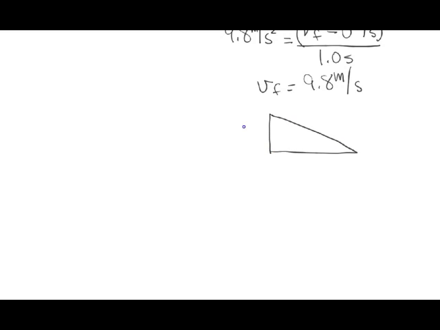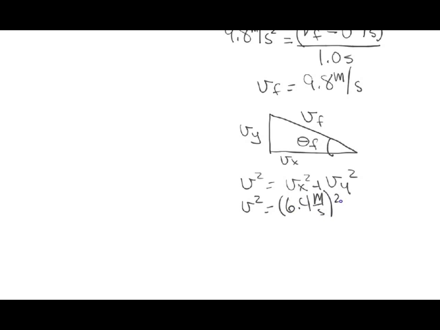The situation is like this: this is v sub y, this is v sub x, this is v final, this is theta final. We have a right triangle. We know v sub x, we calculated that above, and we know v sub y on the way down. V squared equals v sub x squared plus v sub y squared, so v squared equals 6.4 meters per second squared plus 9.8 meters per second squared. So it gives us a final velocity of 11.7 meters per second.